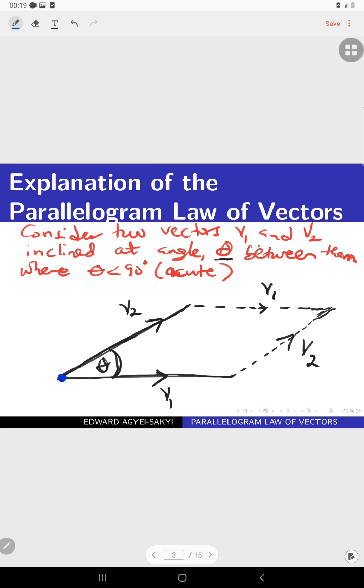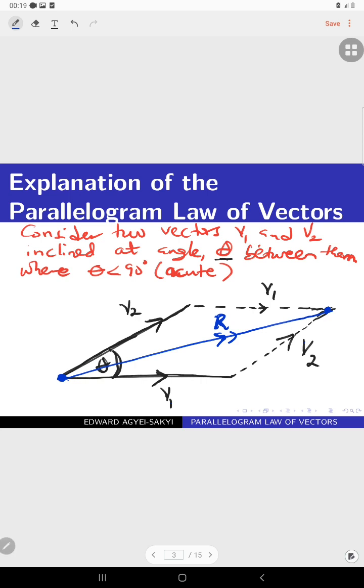So what is the diagonal? I need a line to connect these vectors. So this becomes my resultant. And because V1 and V2 are going up, the resultant will also meet this. Let me call this R. It will be my resultant.